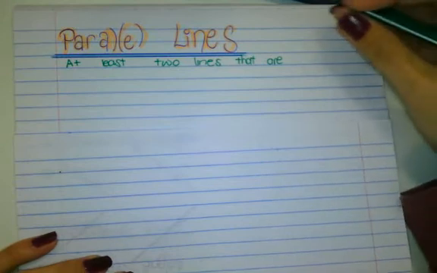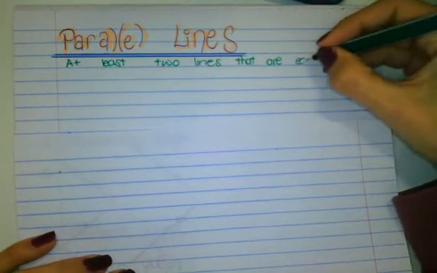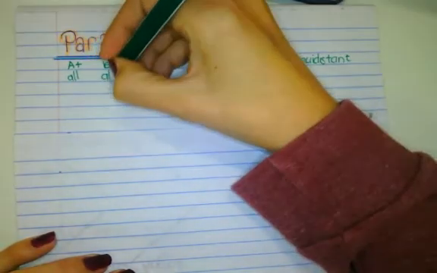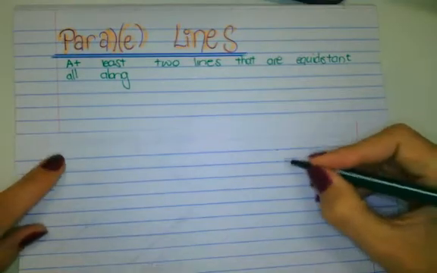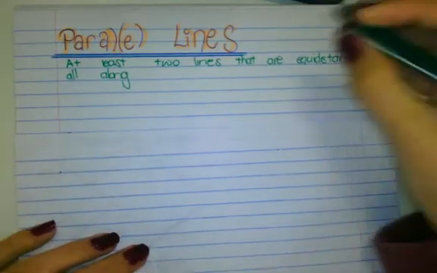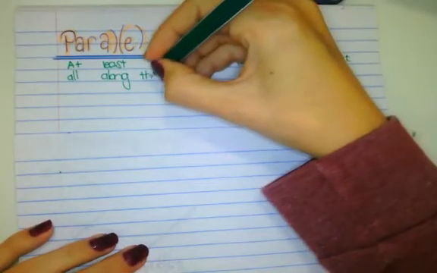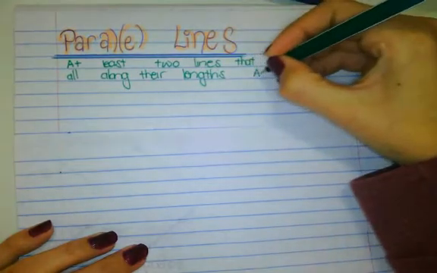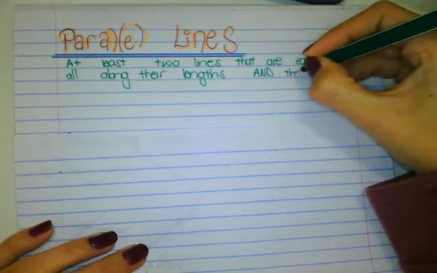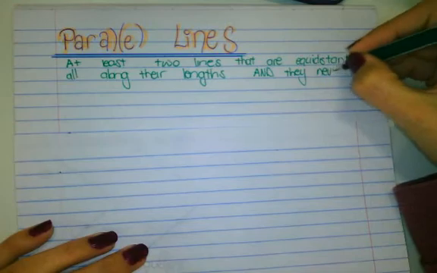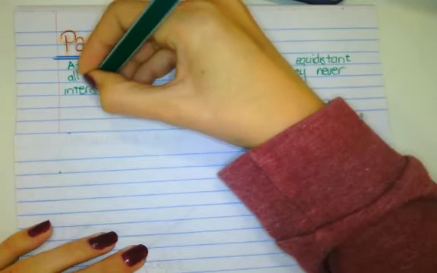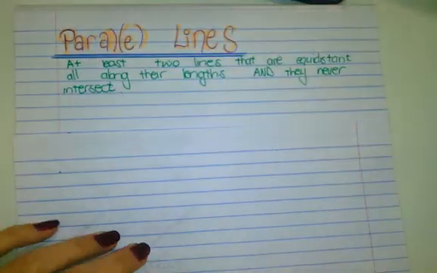Equidistant just means that the distance is equal. So they are equidistant all along their length. That's basically what I meant when I said it doesn't matter where you measure the distance, it's always going to be the same. And they never intersect. Intersect just means meet or cross. They never cross over each other or cut through each other.